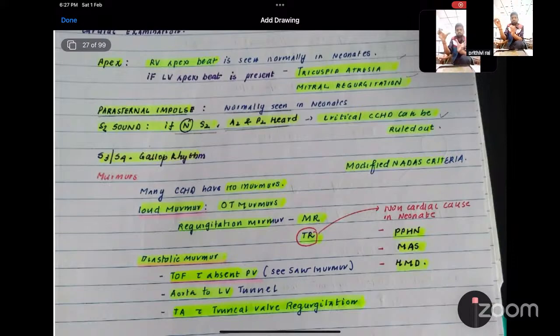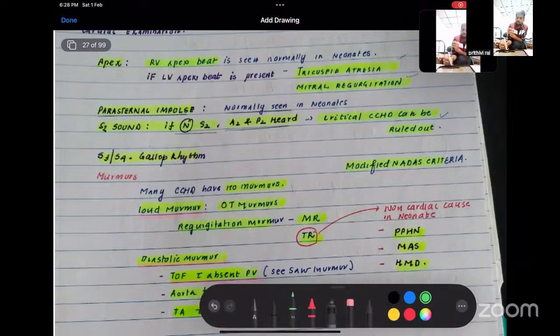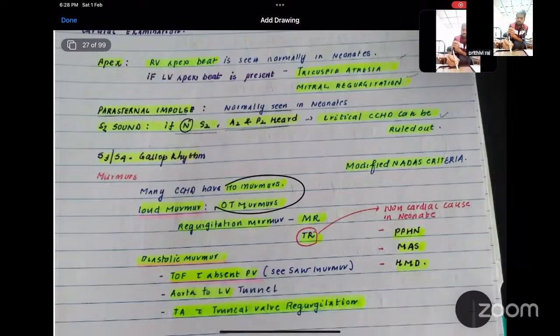So these are a few things which you should note very carefully if you are suspecting congenital heart disease, because in most of the cases you don't see any murmur in a congenital heart disease. And another thing, whenever you have a loud murmur, that is always an obstructive lesion. Because of some obstruction only, you will have a loud murmur. And regurgitation murmurs like MR, TR, you can see. And also the non-cardiac causes of murmurs should be taken in mind.